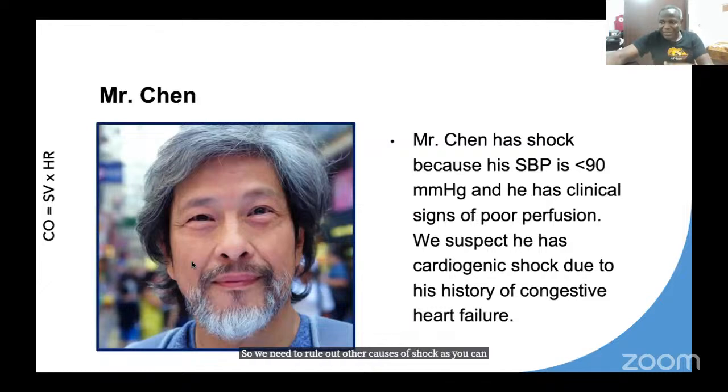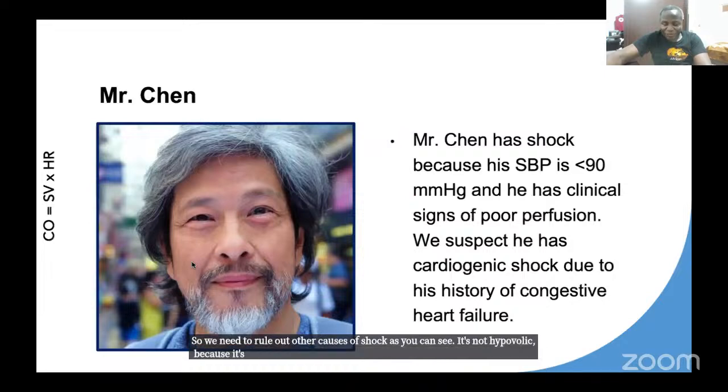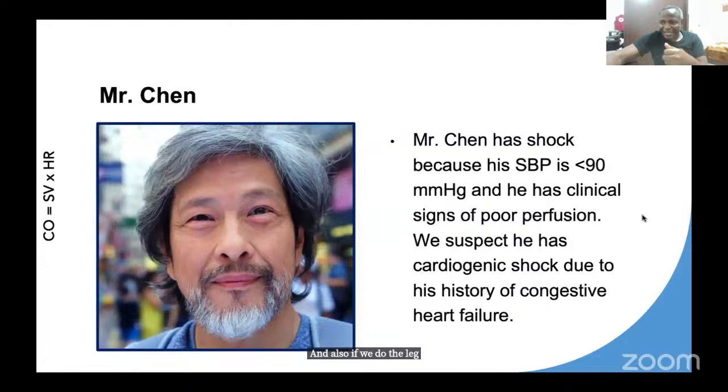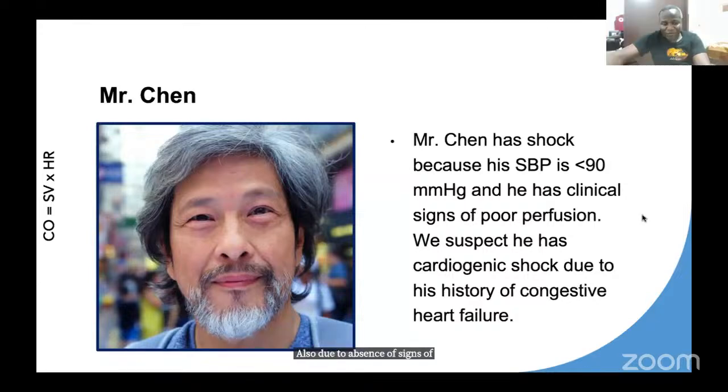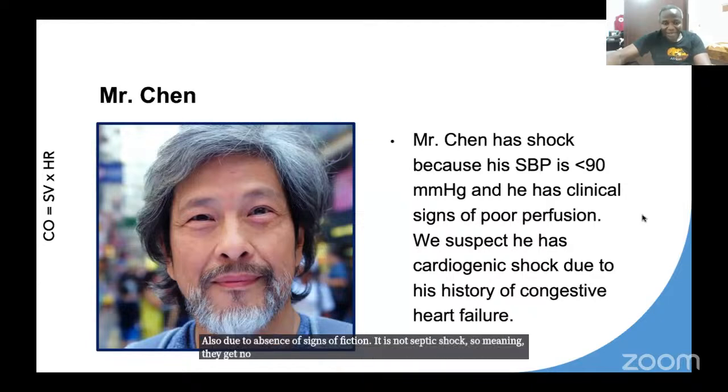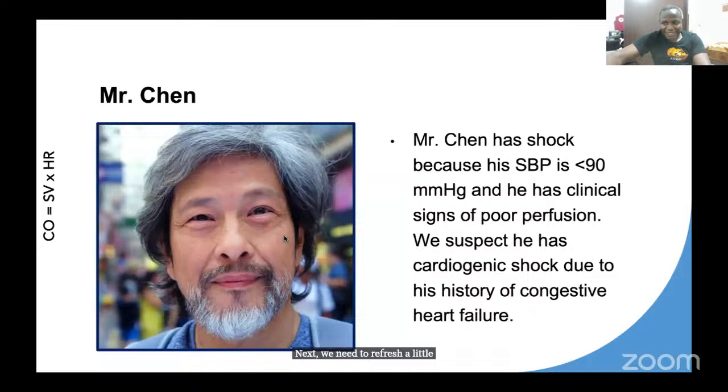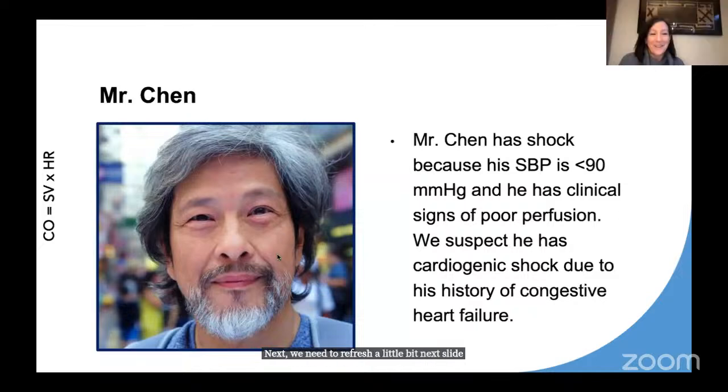As you can see, it's not hypovolemic because he just received a bunch of fluids during transfusion. Also, if we do the passive leg raise test, we will find that, and we can also do a POCUS. Also, due to absence of signs of infection, it is not septic shock. So the diagnosis we can attribute to Mr. Chen is cardiogenic shock. Next, we need to refresh a little bit. Next slide, please. Okay, thank you.